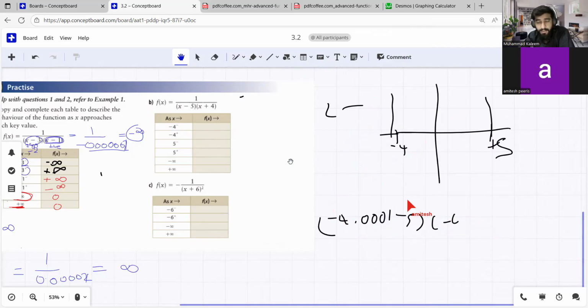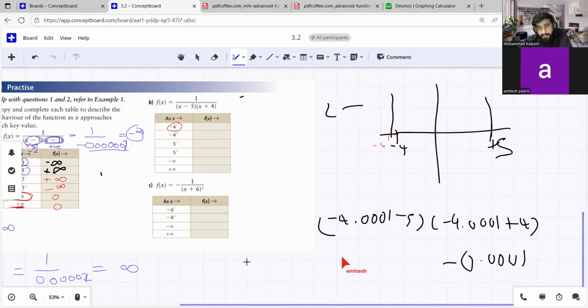You are taking minus 4 plus, it's less than minus 4. No, sorry, I was mistaken, you were right. It will be negative 4.001. So this side is going to be bigger. And then minus 4.0001 plus 4. So this is going to be like 0, negative 0.0001. And this will be negative 9, we can say.